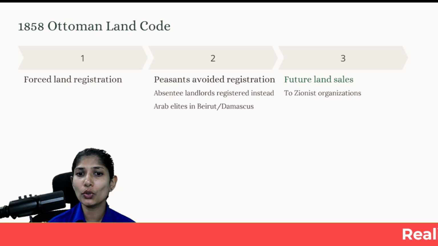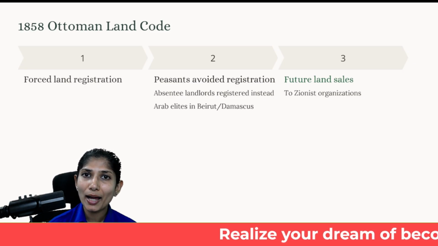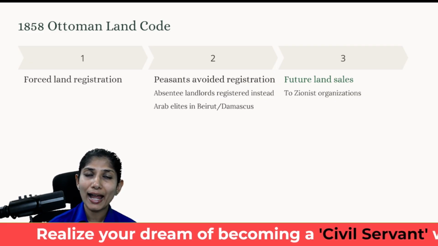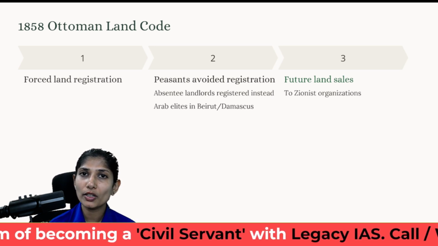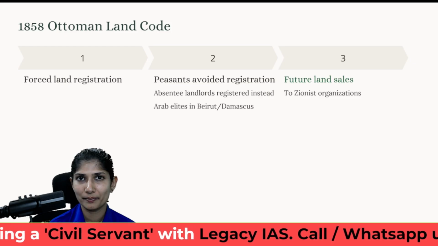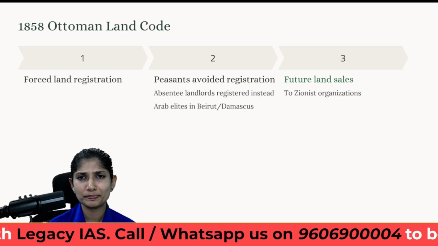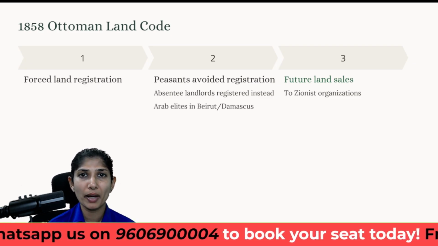So who came to own that land? The urban elites and the absentee landlords. What does that mean? It means the landlords were not in that place; they were elsewhere. That is why the term absentee landlords. Where were they then? They were usually in Beirut and Damascus.